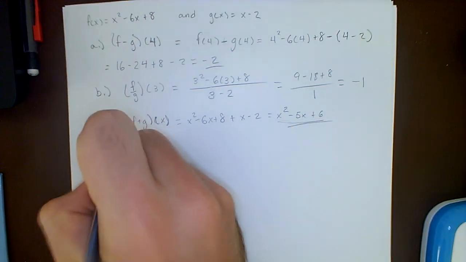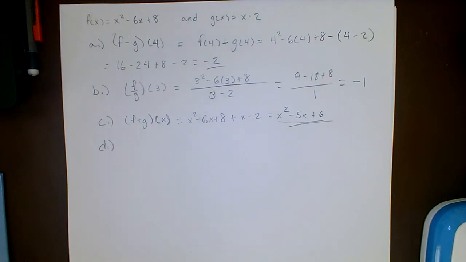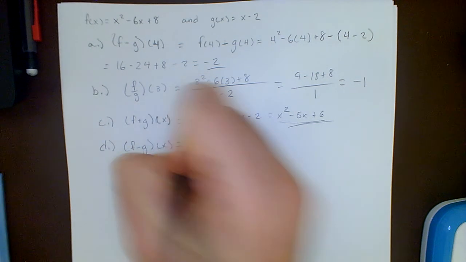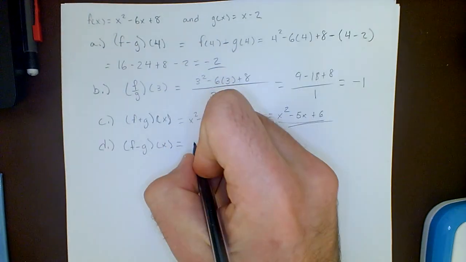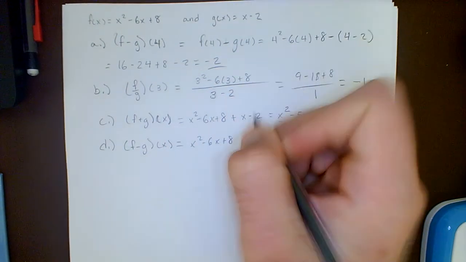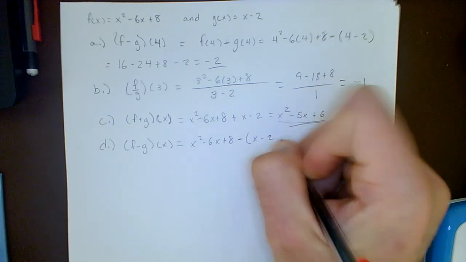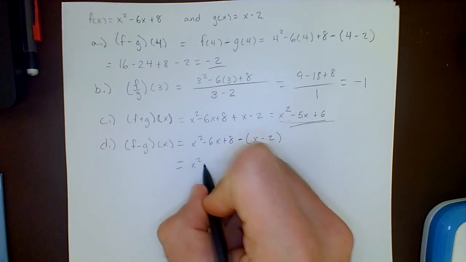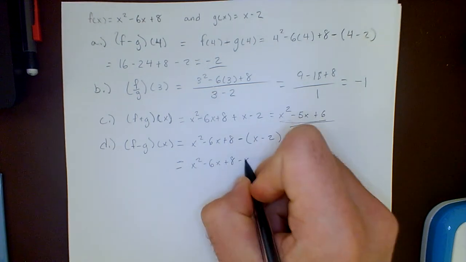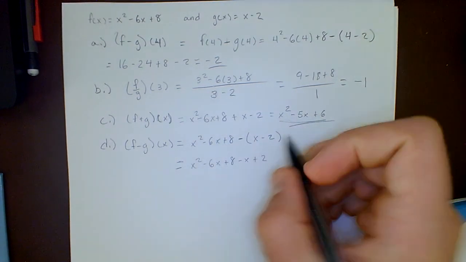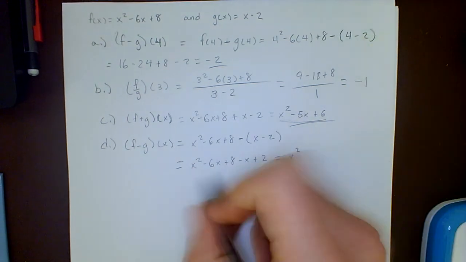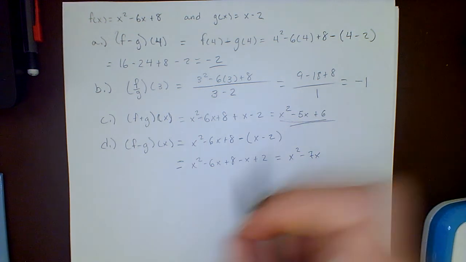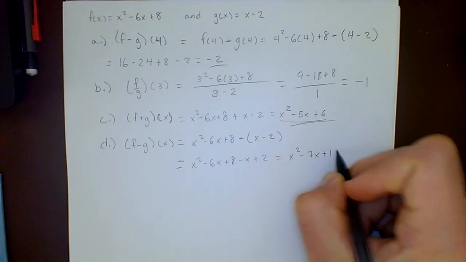Okay, so let's do another one. This one is now f minus g of x. Okay, so we're going to do x squared minus 6x plus 8, and here's where it's useful to use the parentheses. Okay, so this is distributing out this negative. We get x squared minus 6x plus 8 minus x plus 2. So this one is going to be x squared. Now, minus 6x minus x is negative 7x. And we have a plus 8 and a plus 2, so this is now plus 10.